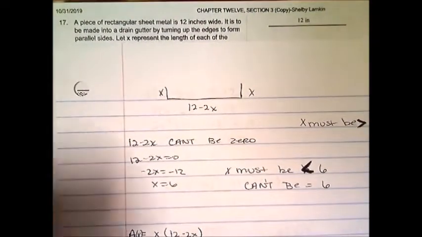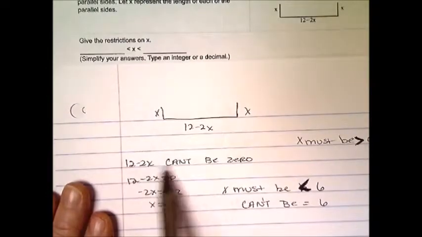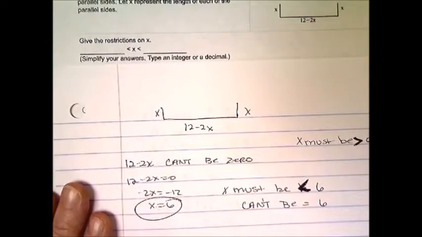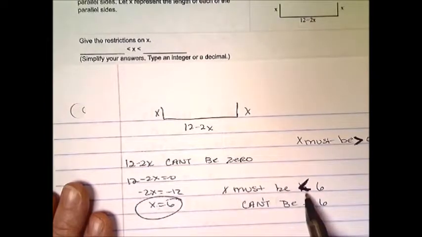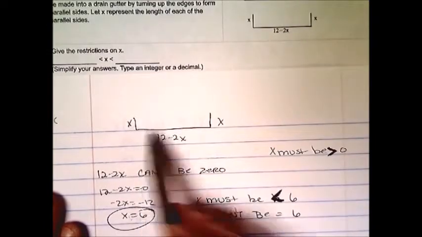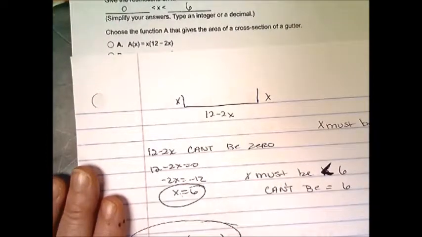So the first question says, what are the restrictions on x? Well, 12 minus 2x can't be 0. So I set that equal to 0, and I find that 6 would make that happen. So I know that it must be less than 6. And x has to be of some length at all, or this wouldn't even be a problem, so it must be greater than 0. So x is greater than 0, less than 6. Choose the function for the area. Everybody gets this one right. It's x times 12 minus 2x, which is answer choice A.